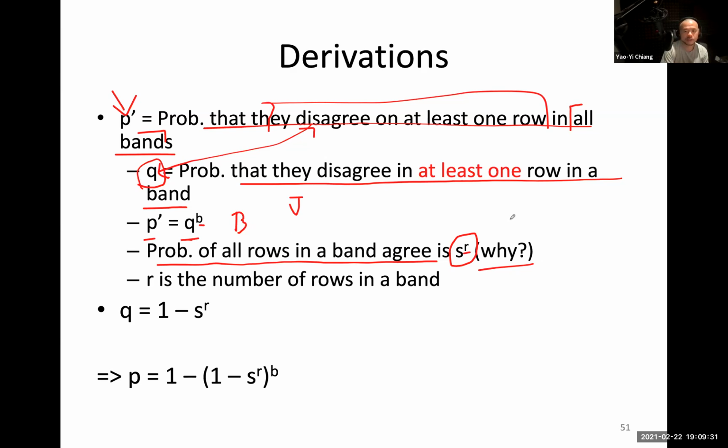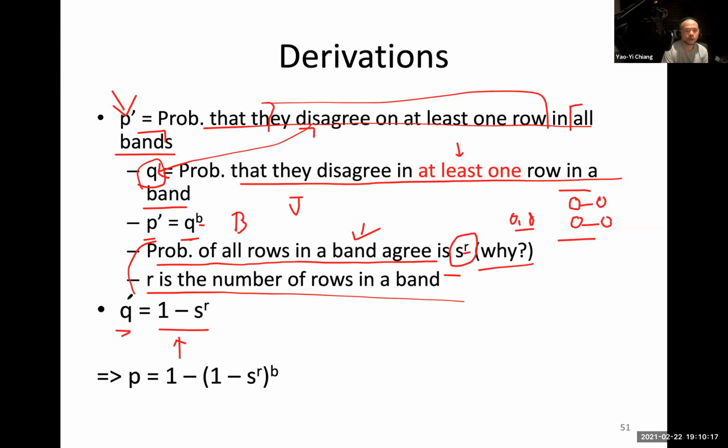So think about if your Jaccard similarity is 0.8 and you have two signatures in that band, R equal to 2. Then for this first one to be the same and the second one to be the same, it's 0.8 times 0.8, and it's S to the power of R, and S is 0.8, R is 2. So R is the number of rows in a band. If you understand this, Q will be 1 minus S to the power of R, right? Because this is all rows in a band agree, and your Q is they disagree in at least one row. So it's complemental probability again.